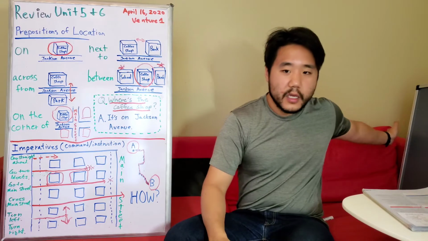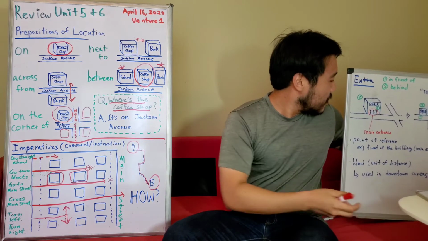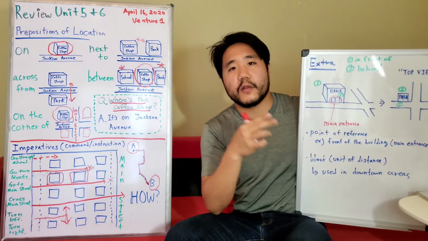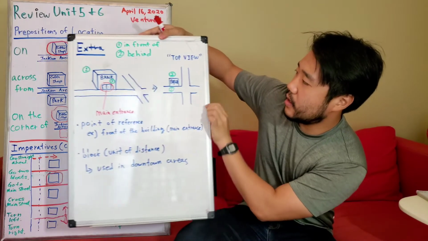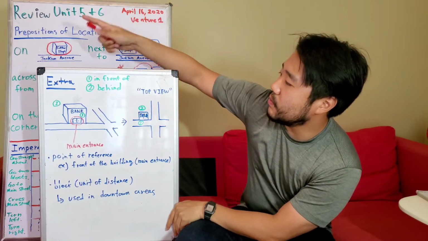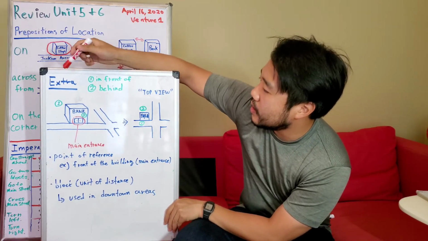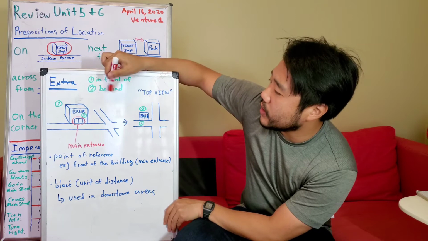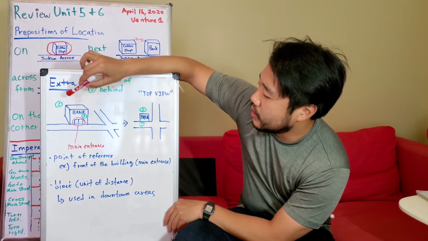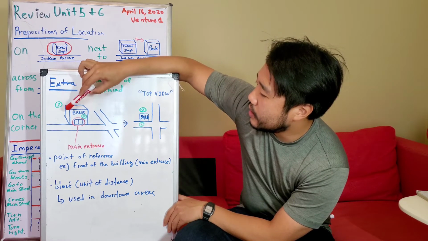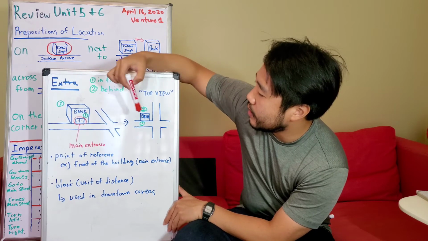And one more thing is, there's some extra information that I want to add. Is this. So another propositions that I didn't go over in the whiteboard here is this. So there's in front of and behind. And here I drew a bank. And then there's a main entrance here.